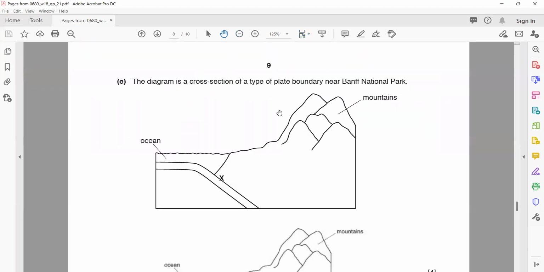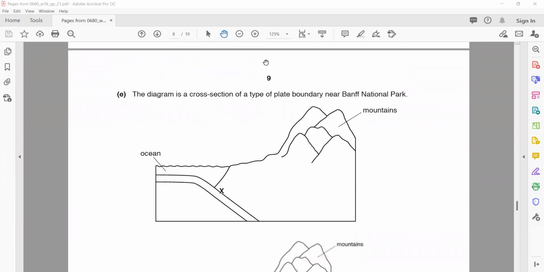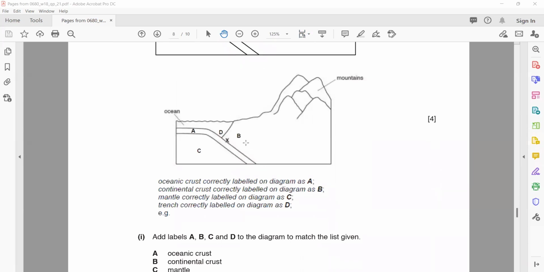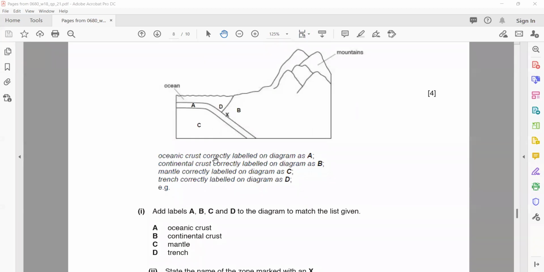And after that, the diagram shows the cross section of a type of plate boundary near Banff National Park. So here they're saying this is the ocean, and then this is the land. Okay, so this thing you will understand, and after that, see what is the question. Now you have to tell which labels are correctly placed on the diagram. So you have to tell what is A, what is B, what is C, what is D.